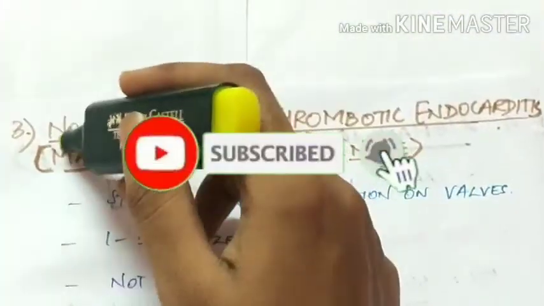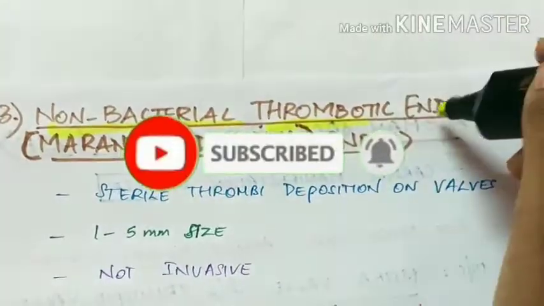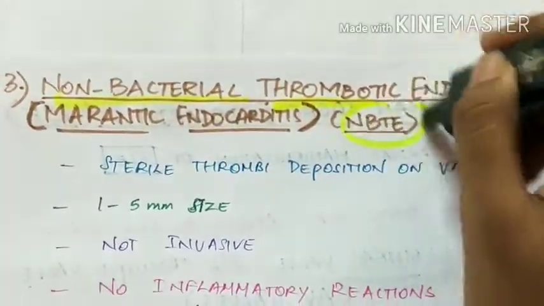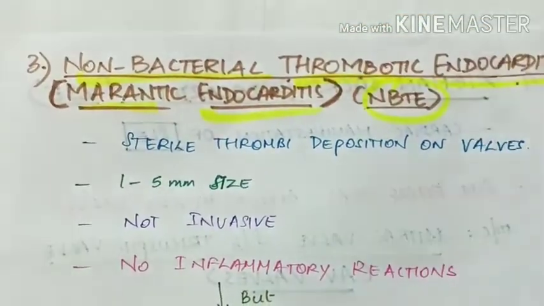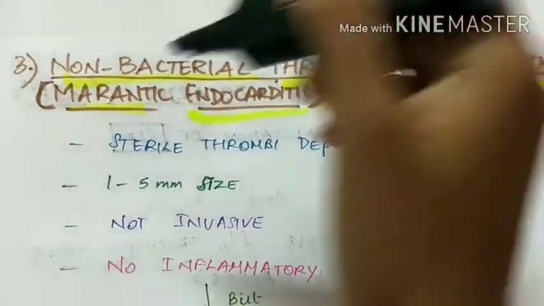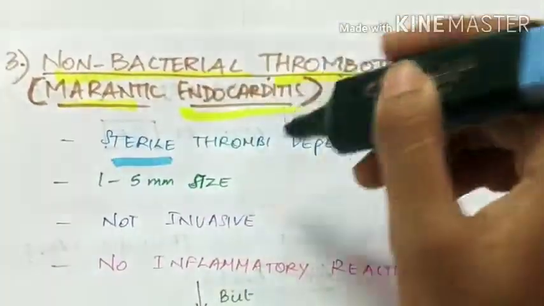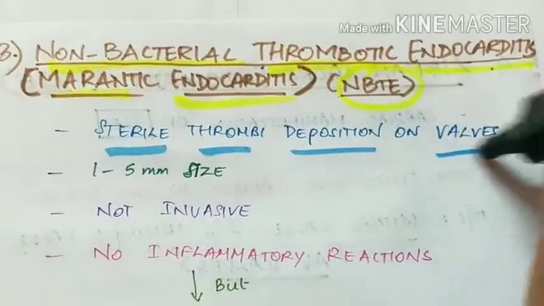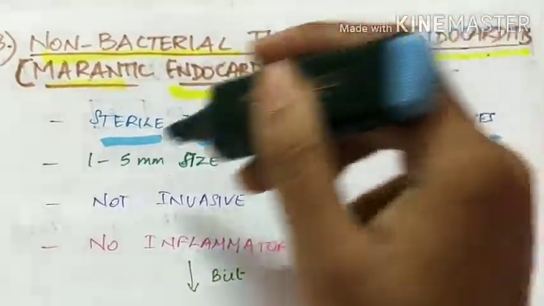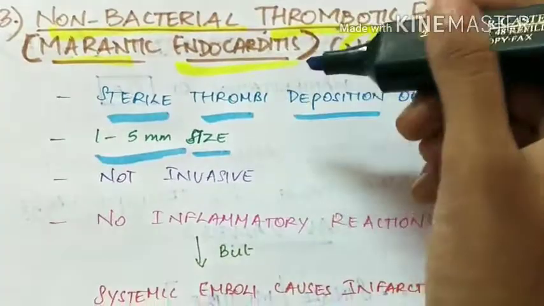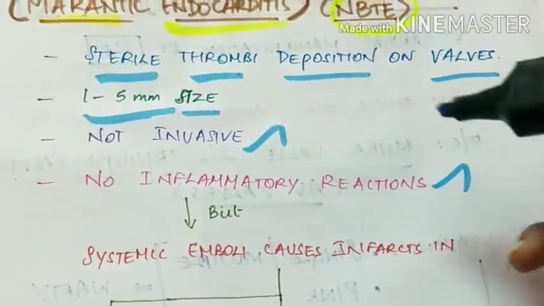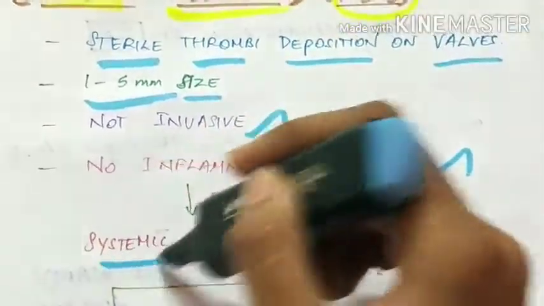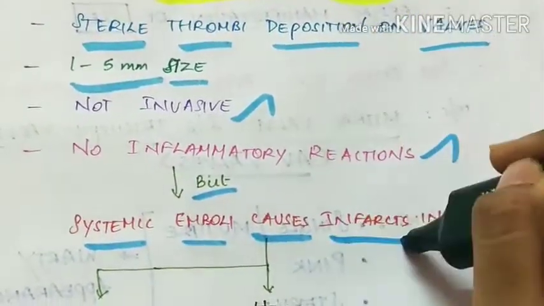The third vegetation is non-bacterial thrombotic endocarditis, NBTE, which is also called marantic endocarditis. Here, as it is non-bacterial, there is sterile thrombi deposition on the valves. Those are 1 to 5 millimeters in size, non-invasive, and there is no inflammatory reaction. But systemic emboli cause infarcts in heart and brain.